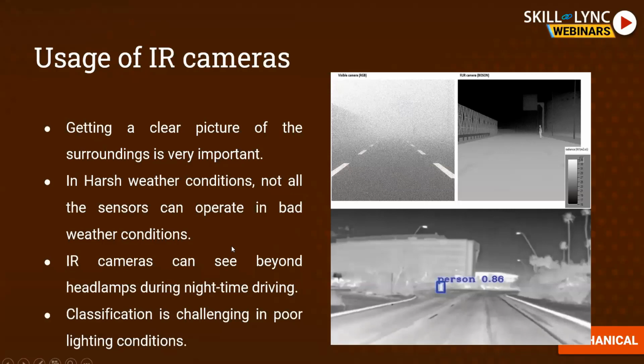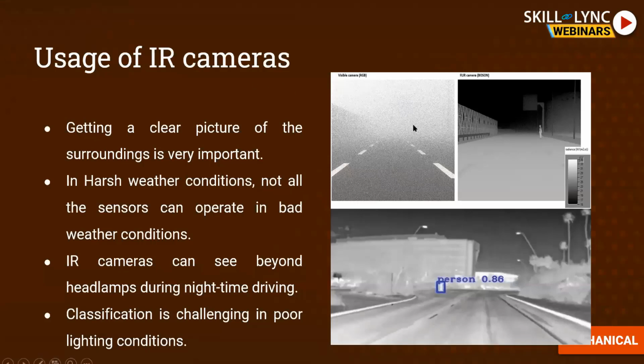And as I've already mentioned, since normal cameras cannot see beyond the scope of headlamps during nighttime driving, IR cameras are quite able to see beyond the headlight scope. On the right, you can see the image. On the left, we have an image from a visible camera. On the right, we have an image from an IR camera.